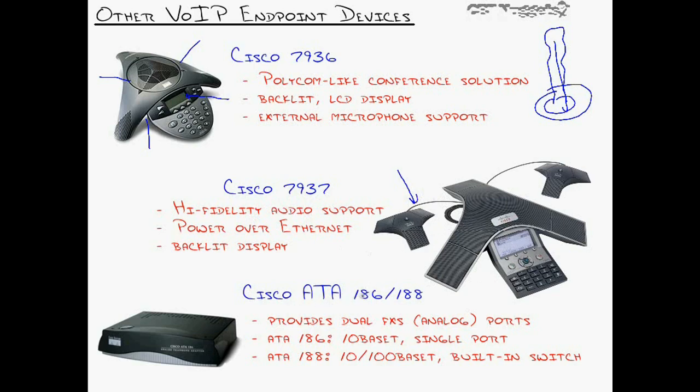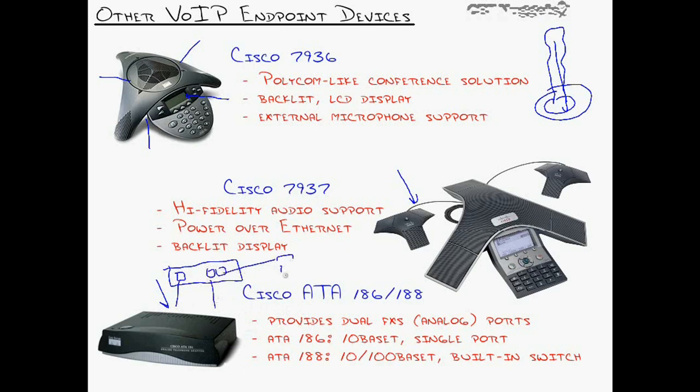Then you see the Cisco ATA devices. These are actually pretty small. I know it looks a little bigger here, but I would say about 7 inches width-wise, about 5 or so inches in depth. They're pretty small. What these are is just a dual FXS port. If you turn this around on the back, the ATA 186 has an Ethernet port and then has 2 FXS ports that allow you to plug in analog devices.